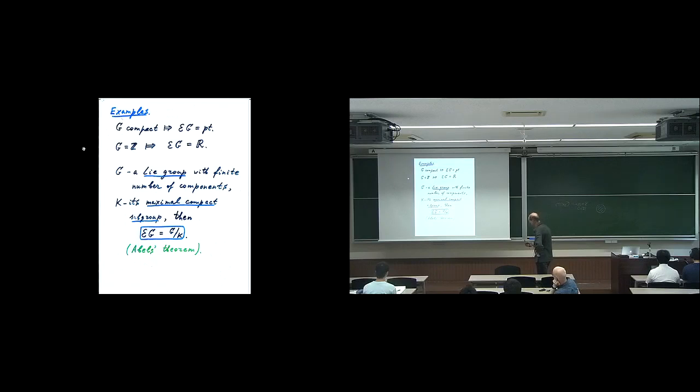Now, for a locally compact group, not only for a Lie group but for any almost connected locally compact group, there is a maximal compact subgroup K in it, and the universal example will be G mod K. This was proved by Abels.